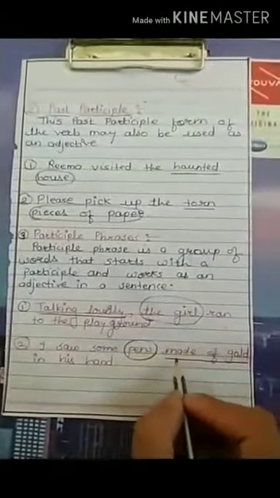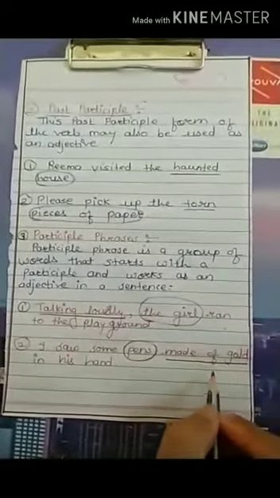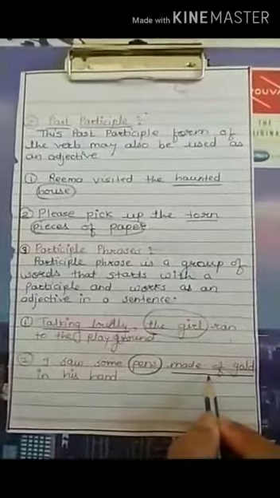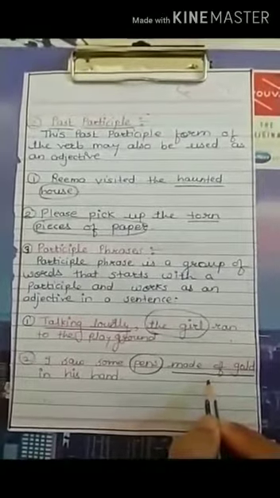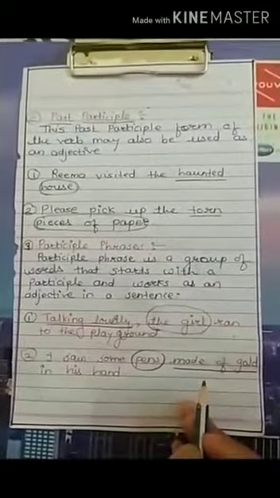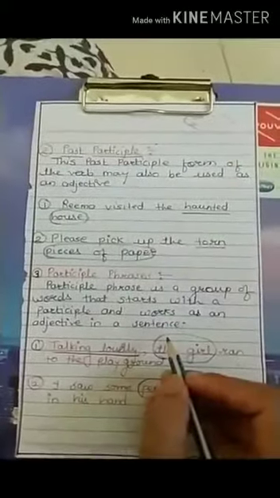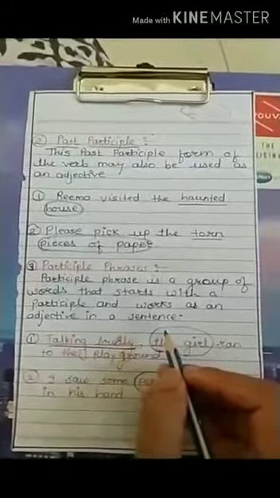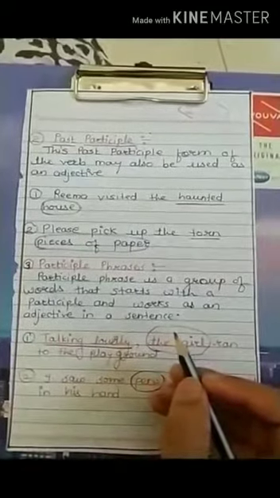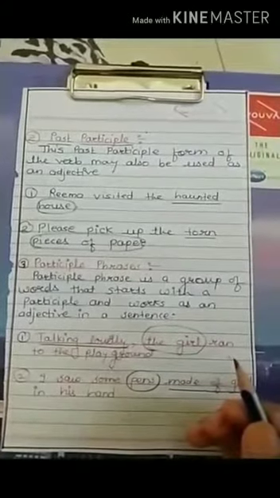If you observe, made of gold is a participle phrase. Here it starts with past participle adjective. I hope you must have understood participle phrases. Participle phrase may come at the beginning or middle or end of the sentence. I hope you must have understood the three kinds of non-finite verbs.